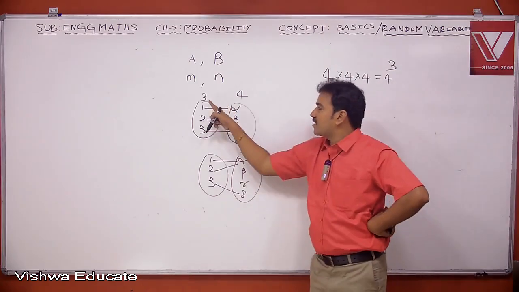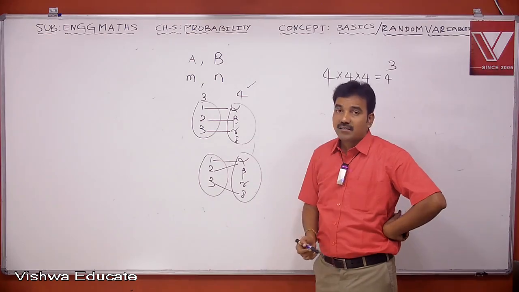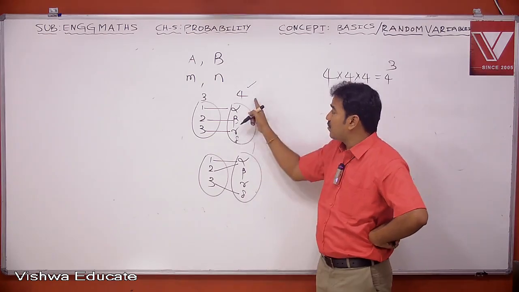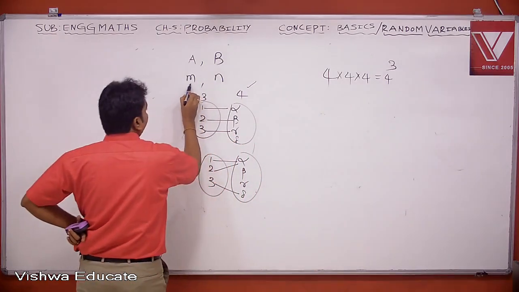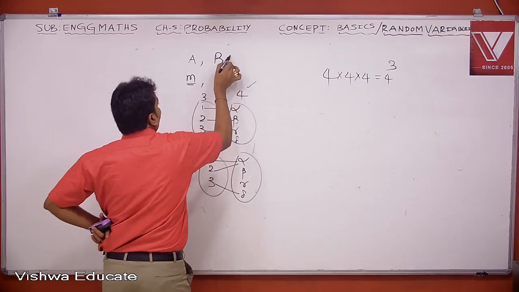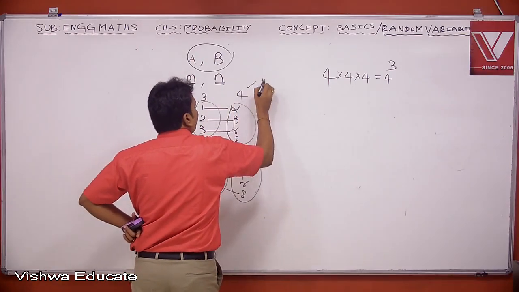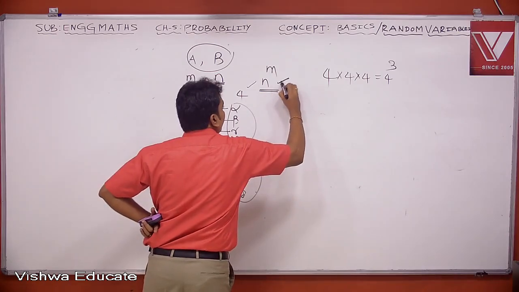So the first set is having 3 elements. The second set is having 4 elements. In that case, the total number of possible functions is 4 cube. Therefore, when you generalize this, the first set is having m elements and the second set is having n elements. Then the total number of possible functions from A to B is exactly n power m. Very, very important point. Note this.